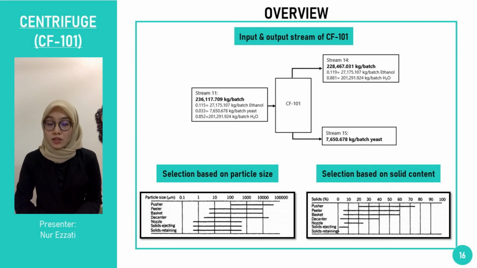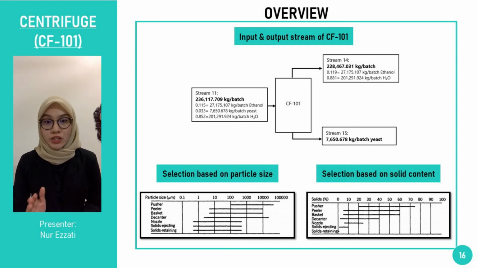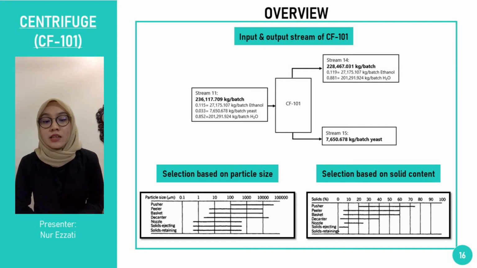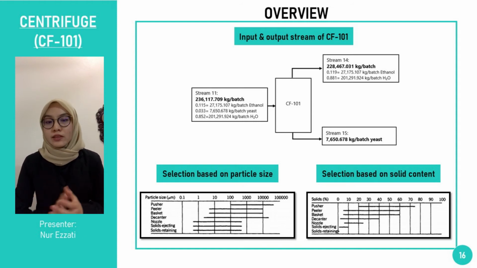According to the Advanced Biotechnology textbook, sedimentation centrifuge is suitable for the separation of yeast cells in ethanol production, and due to the fine particle size of yeast, the sedimentation centrifuge was chosen. The selection of centrifuge can be classified according to its particle size, as referred in the slides. The particle size of Saccharomyces cerevisiae is commonly in the range of 5 to 10 micrometers, and in this bioethanol plant production, the particle size is assumed to be 5 micrometers.